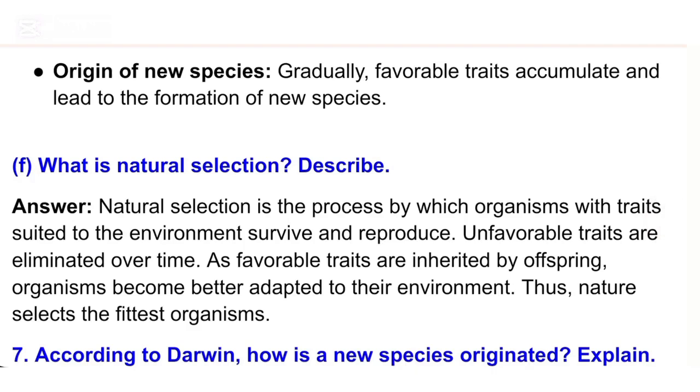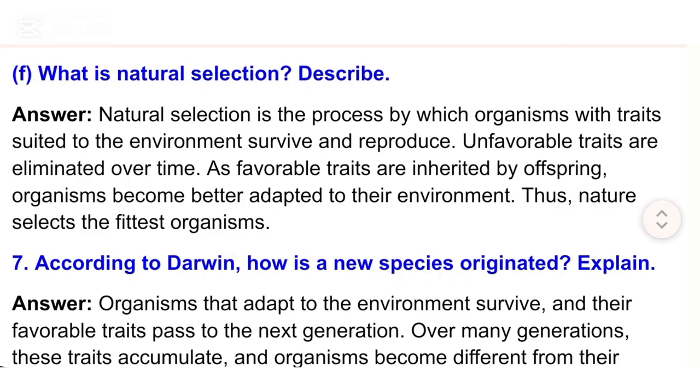6. What is natural selection? Describe. Answer. Natural selection is the process by which organisms with traits suited to the environment survive and reproduce. Unfavorable traits are eliminated over time. As favorable traits are inherited by offspring, organisms become better adapted to their environment. Thus, nature selects the fittest organisms.